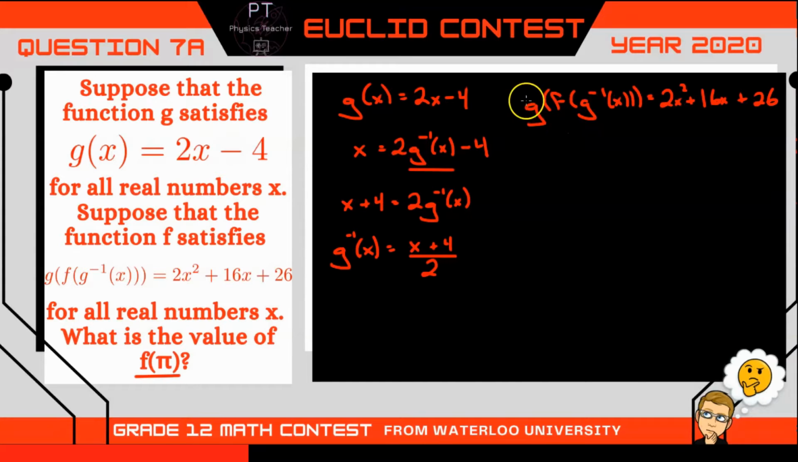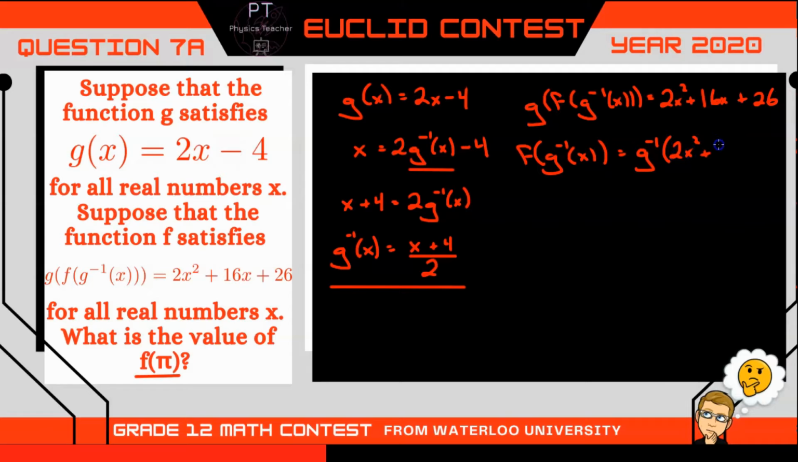So what I want to do is get rid of this g. So what I can do is multiply both sides by that inverse function, g to the minus 1 of x. So if I do that, I will just get f of x is going to equal g inverse of all of this, 2x squared plus 16x plus 26.